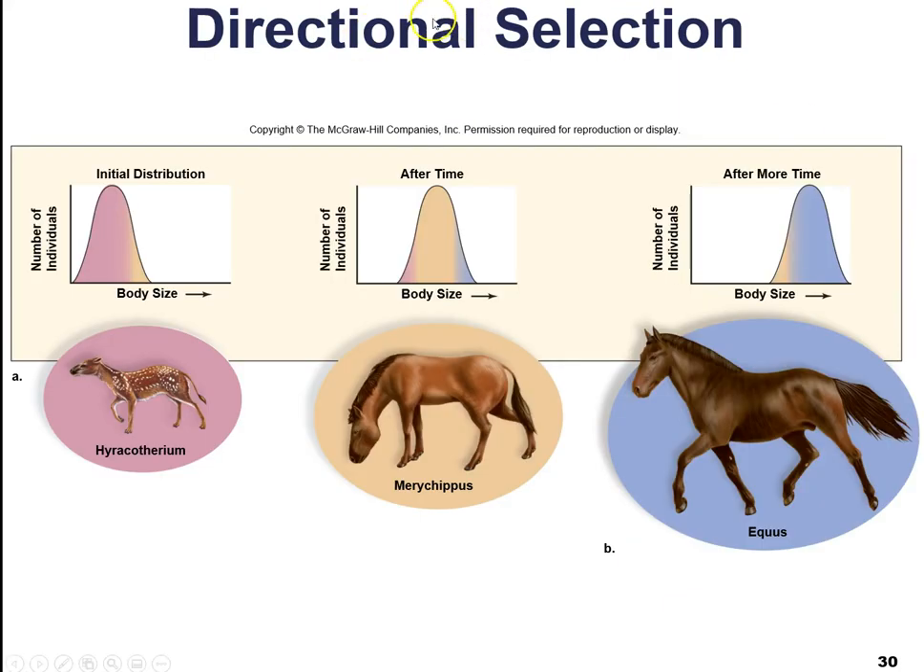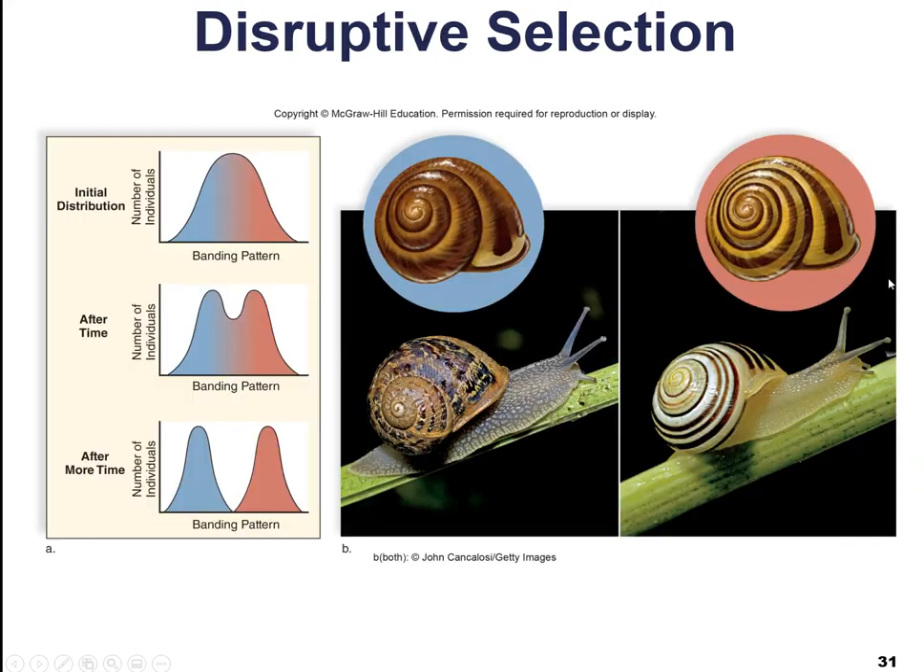Here is showing you directional selection. Again, this is in the evolution of the horse. Initially, this is sort of the body size that's favored. But over time, a larger body size is more favorable. And you can see here, you have many more individuals with this larger size. So that curve is shifting. That's why it's called directional selection.